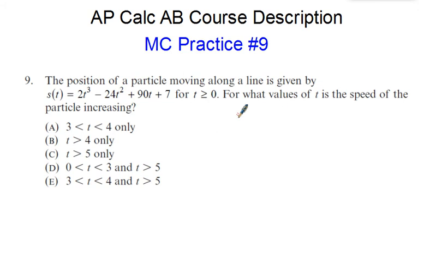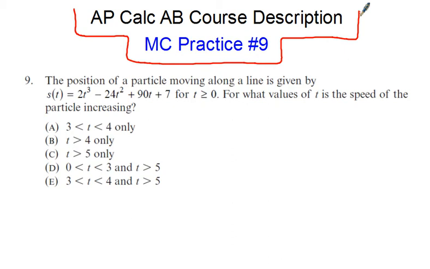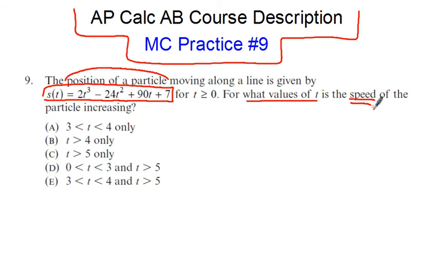Hi there. In this video, we'll look at multiple choice problem 9 from the AP course description. Here we're given a formula which represents the position of a particle that's moving along a line. And we're supposed to determine for which values of t is the speed of the particle increasing. And choose from these choices.